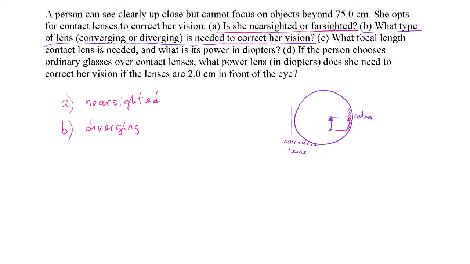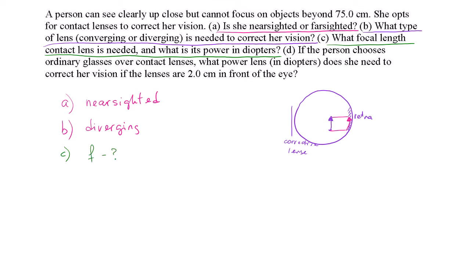If you're wondering how we will see it from our calculations, if we find the focal length of the lens and it becomes negative, that means we have a diverging lens. Okay, so let's continue reading our problem. Part C says, what focal length contact lens is needed and what is its power in diopters. So for part C, we want to find the focal length.